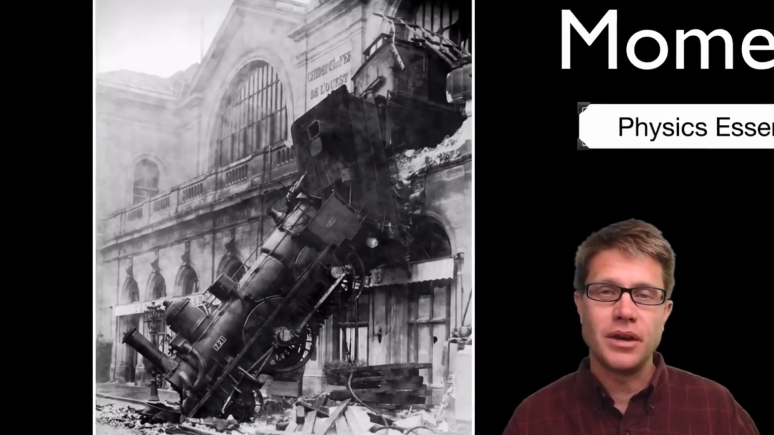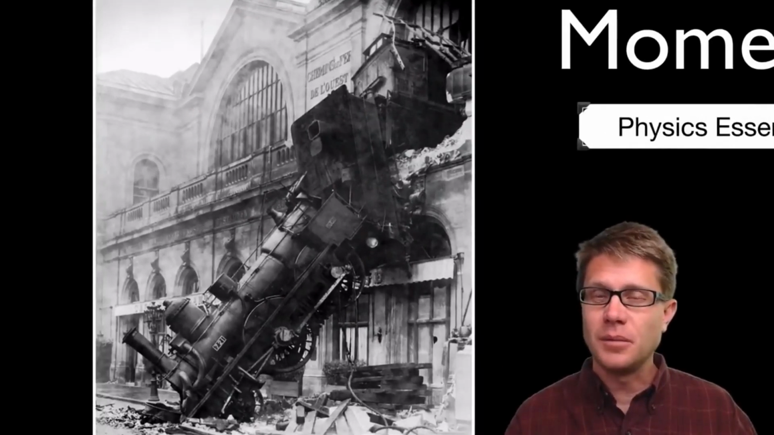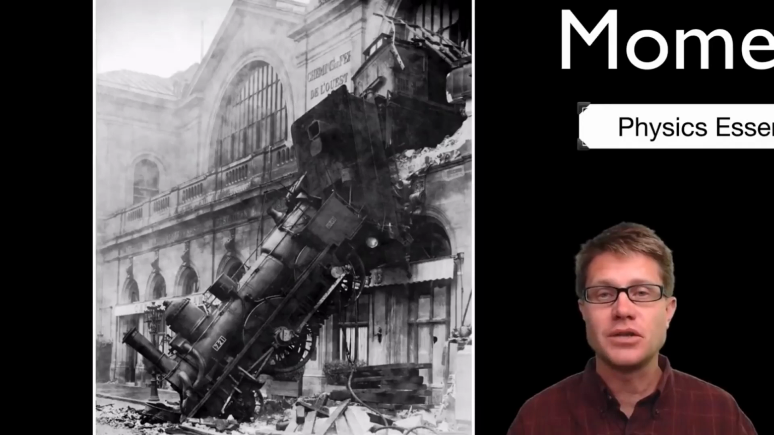In 1895, a train was headed towards Paris. They were a little bit behind schedule, didn't apply the brakes in time, and it came shooting out through the train station. What was their problem? They had too much momentum.